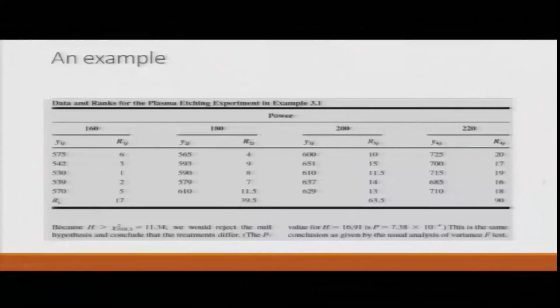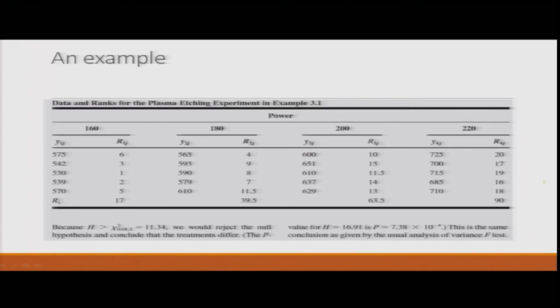So, the data is collected for the plasma etching problem, again going back to the etching problem, for the 160 watts power, the Yij, that is for the first treatment, the jth readings, j equal to 1 is 575, then for 2 it is 542, next is 530, next is 539, next is 570.